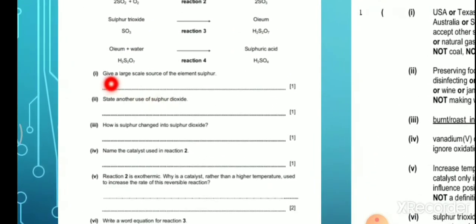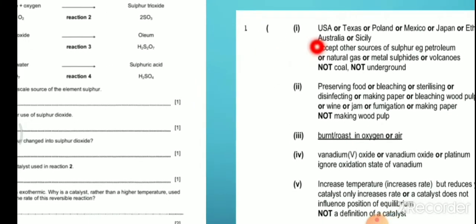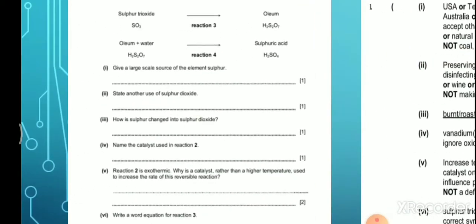Sub question here: give a large scale source of the element sulfur. So the answer you can write here: USA, Texas, Poland, or apart from that you can also write petroleum, natural gas, metal sulfides, or volcanoes. Any of these you can write, but be careful not to write coal or underground, otherwise you will lose your marks.